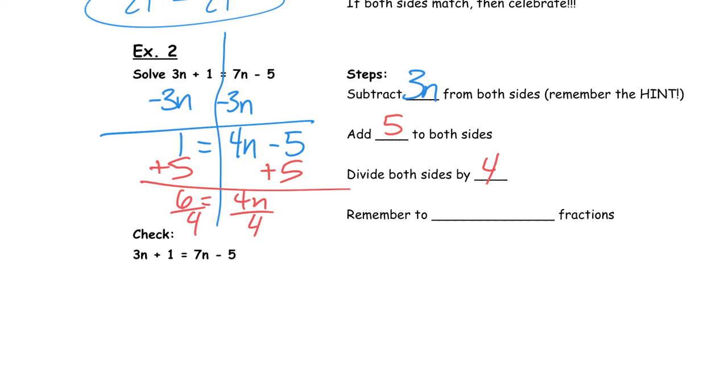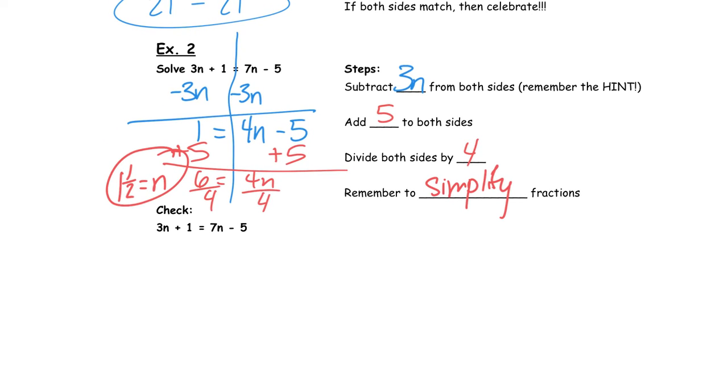So 6 over 4 also is 1.5, so n equals 1.5. Okay, so remember to simplify our fractions, okay? So let's check this work. It's a little funnier maybe with our fractions, but we can do it.